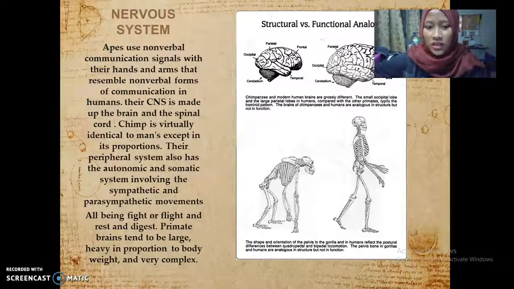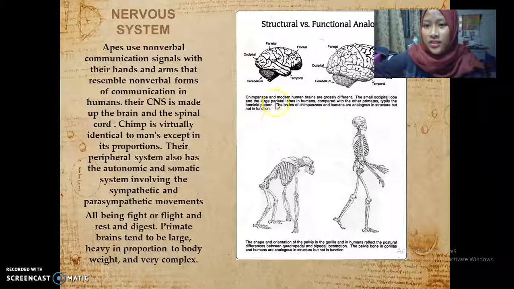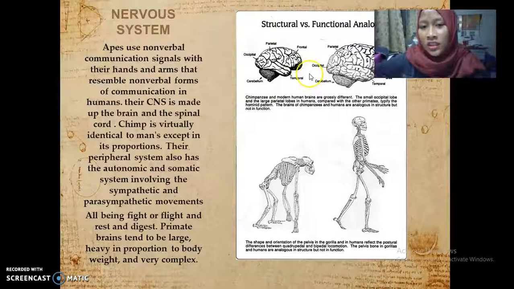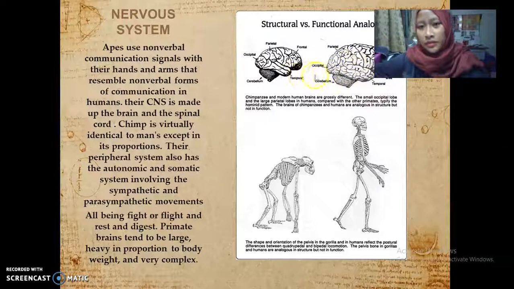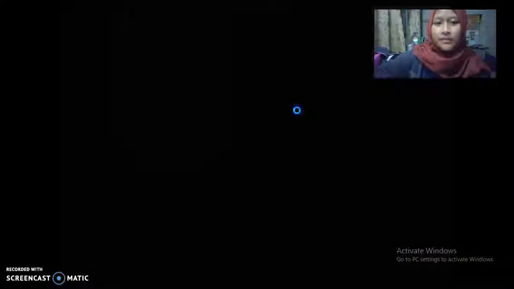The primate brain tends to be larger, heavy in proportion to body weight, and very complex. So we can see that the size of the brain is different as they undergo evolution, which differentiates the function and makes the brain more complex.